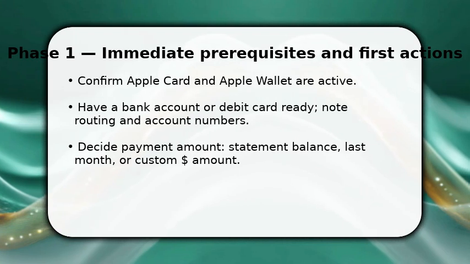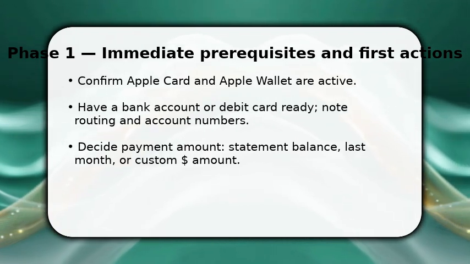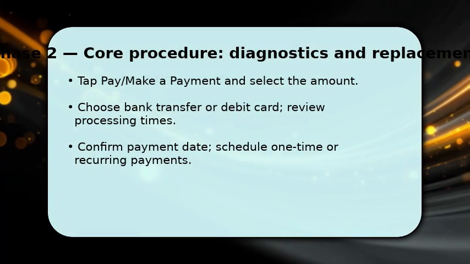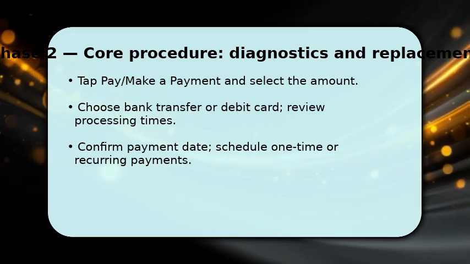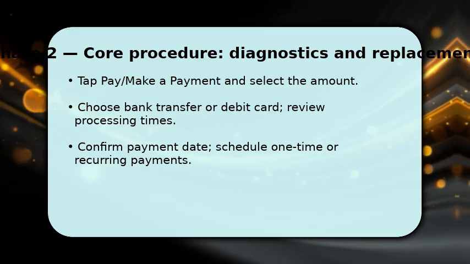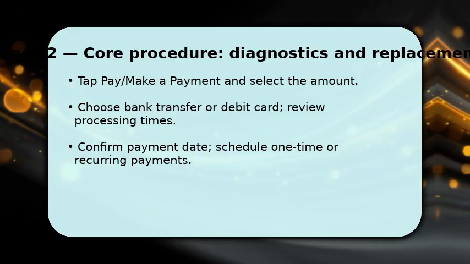Now tap Pay or Make a Payment and you'll see options for the amount and payment method. Pick what matches your plan. If you select bank transfer, allow 3 business days for processing, whereas debit card payments are faster but sometimes capped.